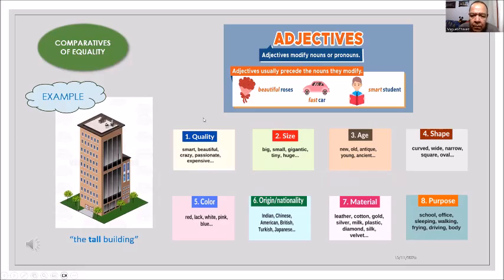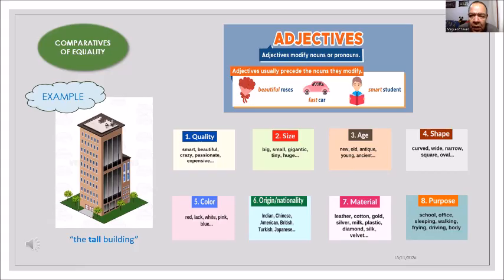Let's start by saying that an adjective is a word that describes or modifies a noun, providing additional information about its qualities, characteristics, or attributes. For example, in the phrase, the tall building, the adjective tall gives specific details about the building's height. Adjectives can convey various aspects, such as quality, size, age, shape, color, origin, material, and purpose, enhancing the meaning of the nouns they accompany.